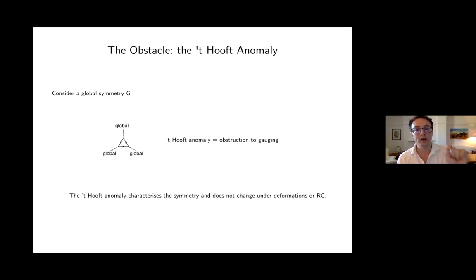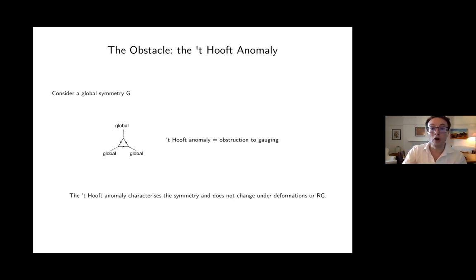And the important point is that the 't Hooft anomaly is completely robust to deformations of the theory, and more importantly, to RG flow. So whatever you do to the theory, if the symmetry G survives, this 't Hooft anomaly remains unchanged. It's also true that this 't Hooft anomaly is an obstruction to gauging. If the 't Hooft anomaly is non-zero, you're not allowed to promote that global symmetry to a gauge symmetry.